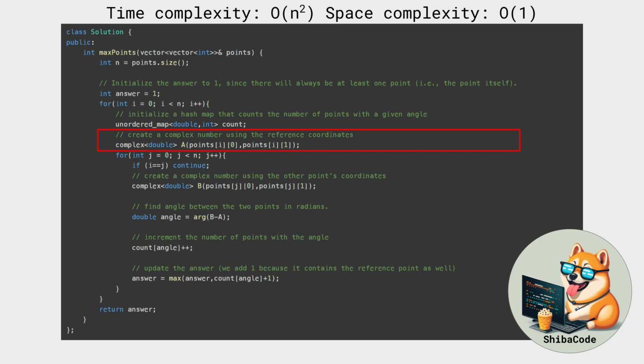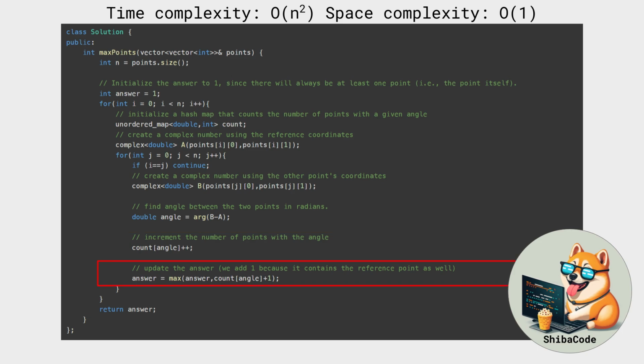The function then iterates through the rest of the points in the array. If the current point is the same as the reference point, it skips it. Otherwise, the function creates a complex number using the current point's xy coordinates and stores it in a variable called b. After calculating the angle between the 2 points using the built-in function, we increment the number of points with that angle in the hash map.